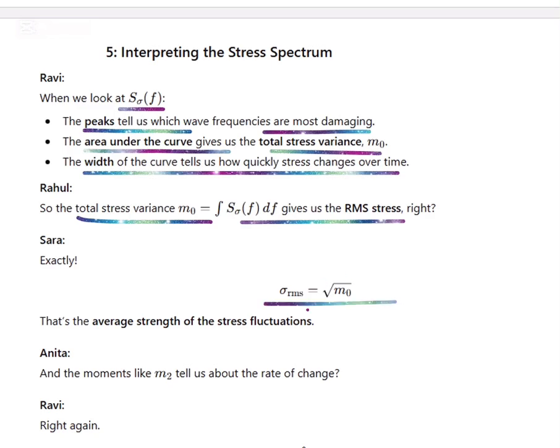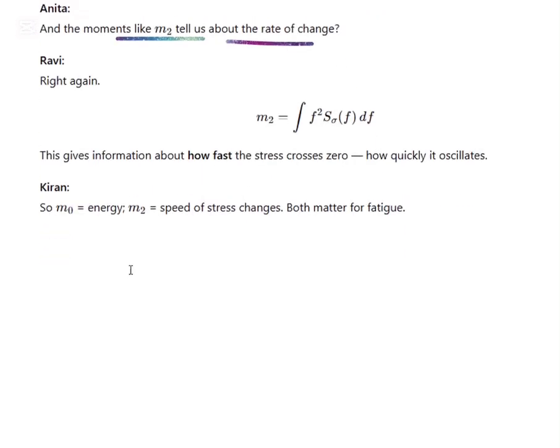So RMS is the square root of M naught, that is the area, the average strength of the stress fluctuations, and moments like M2 tell us about the rate of change. This gives us information about how fast the stress crosses 0, how quickly it oscillates. So M0 is energy, M2 is the speed of stress changes, and both matter for fatigue.